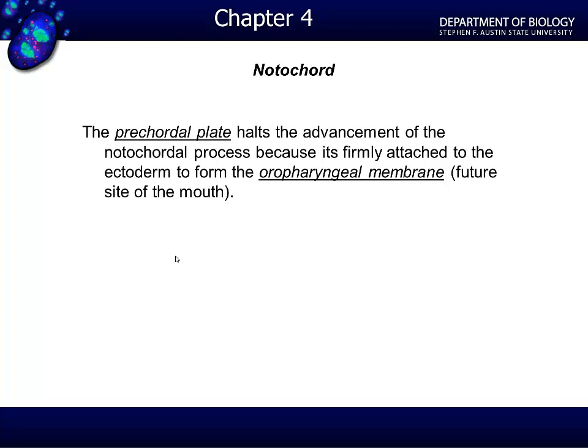Now, the prechordal plate, this is going to be the location of our future stomadeum and mouth. And this is going to be attached ectoderm to endoderm, and we will call this the oropharyngeal membrane. Our gastrointestinal and respiratory tract isn't open continuously to the environment, and so this is going to eventually form the oropharyngeal membrane. No mesoderm is going to be between this.